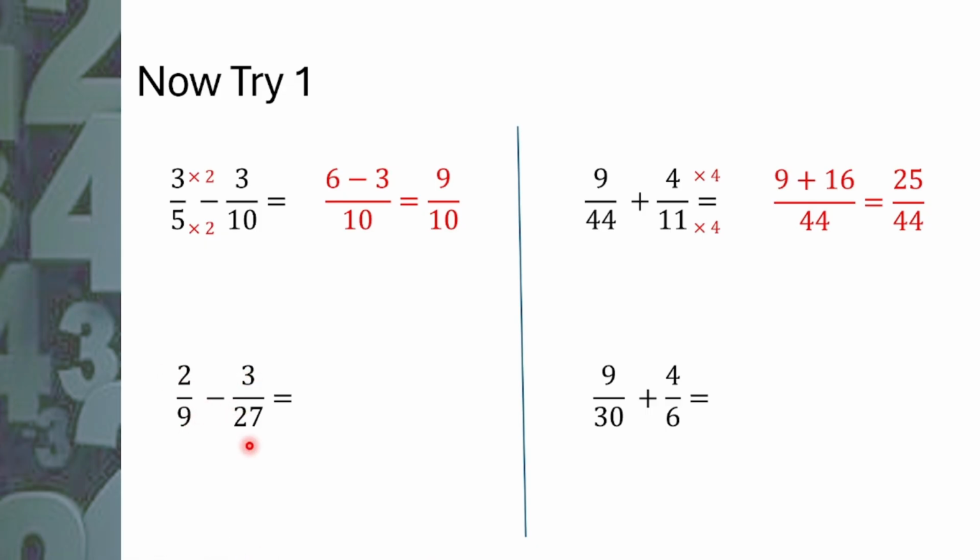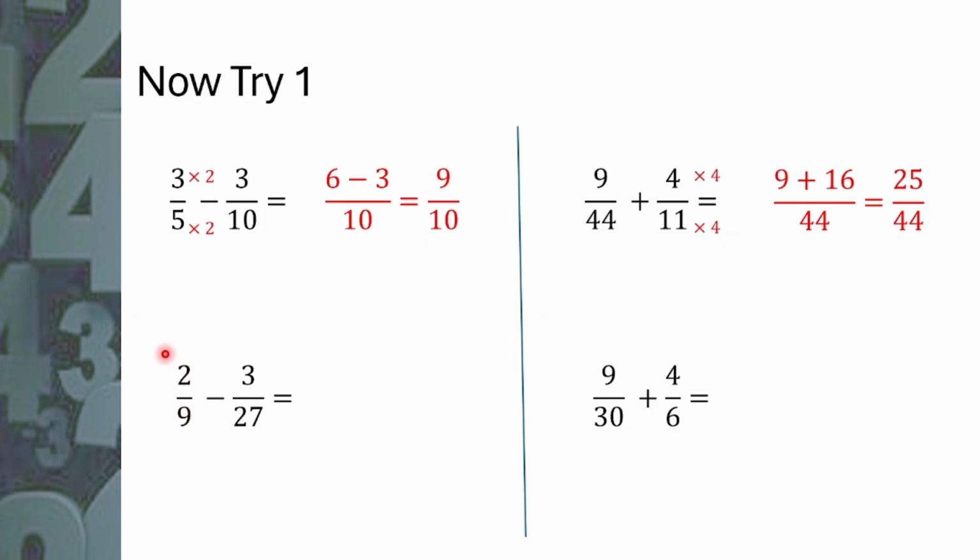2/9 subtract 3 over 27. I do know that these are both in the 3 times table at the bottom, as well as the 9 times table. So if I divide all of this fraction here by 3, I get 1 over 9. So I can do 2 take away 1, which is 1. My answer will be 1 over 9 at the end.